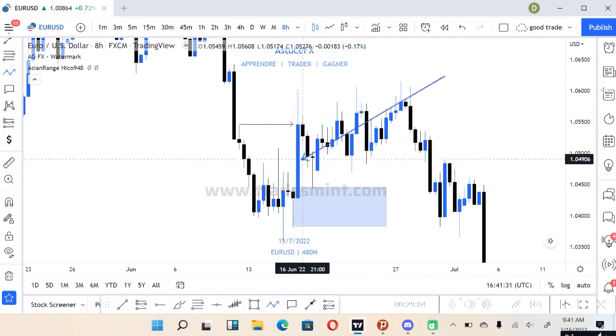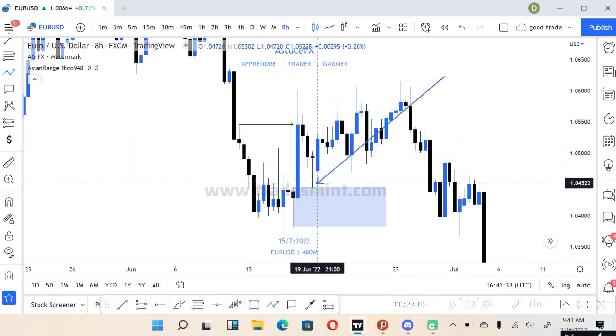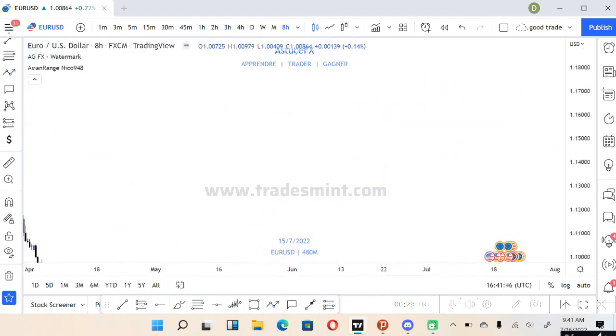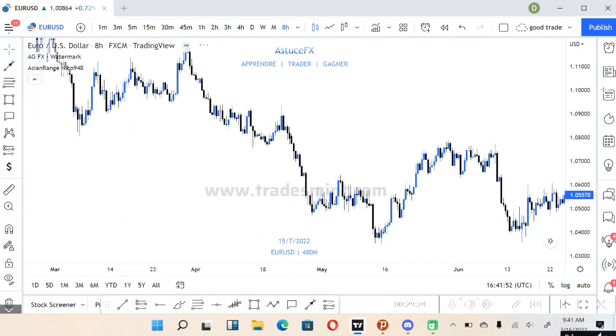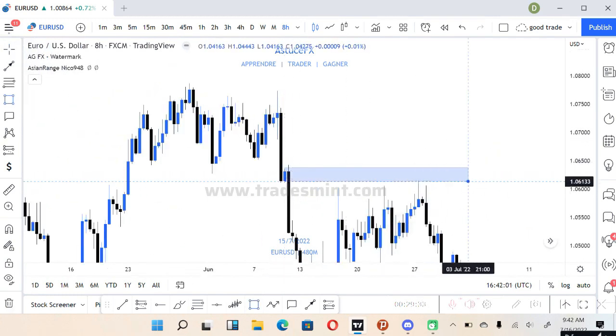And this one, we do have some imbalance, so price came and tapped into it before going up. Something about order blocks again: when you have a wick on a higher time frame, there'll also be an OB on a lower time frame. What I mean is, you look at this, right? This one is an OB and it is mitigated.